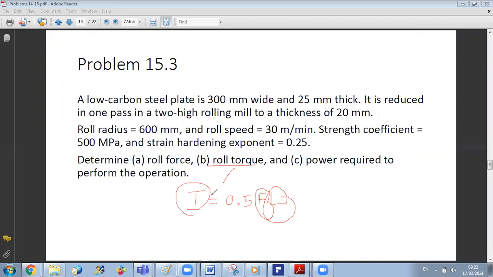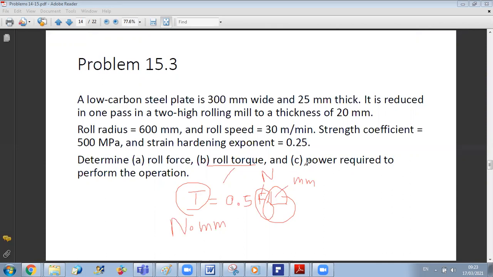And the unit of the torque, if F is in Newton, depends on L. If you keep L in millimeter, then your torque will be in Newton millimeter. If you put L in meter, then your torque will be in Newton meter. So always see what unit they asked you for, to know which value to supply.